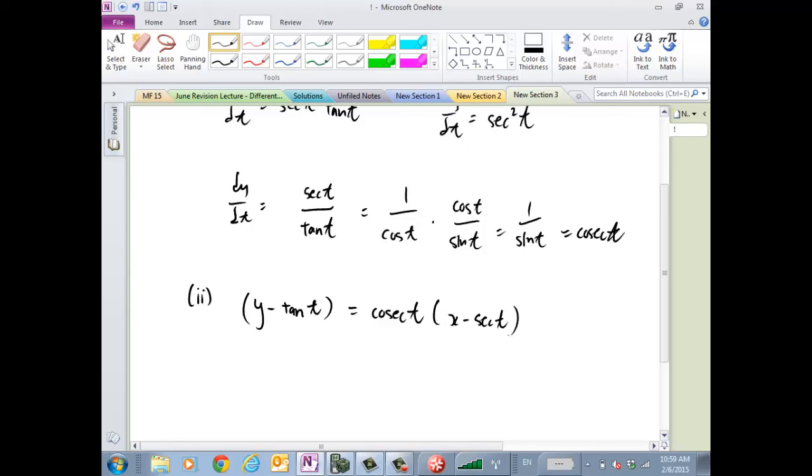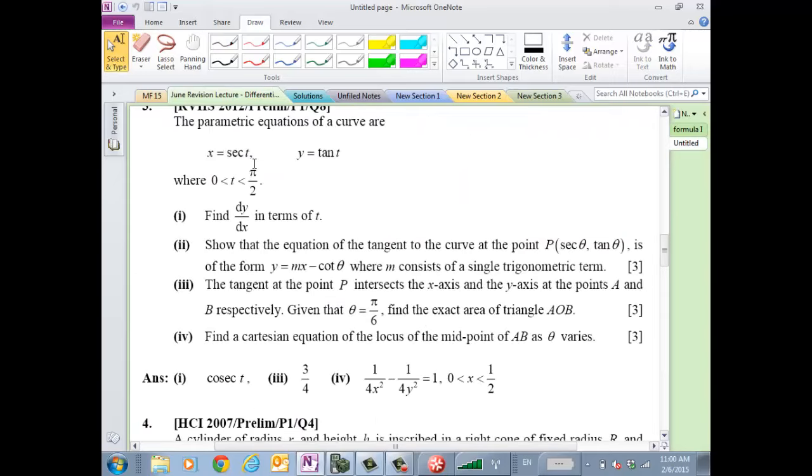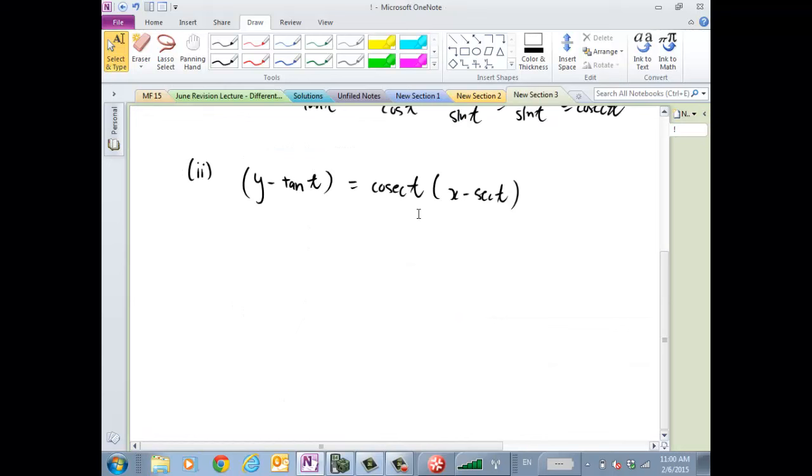Anyone know what the issue is? If I present it like this, I will be marked down. I will lose marks. You have to read the question. The question actually asks you for the tangent at where? If I'm talking about this point, the value of the parameter has changed to theta. Which means that when you find this gradient, it's no longer cosecant t.